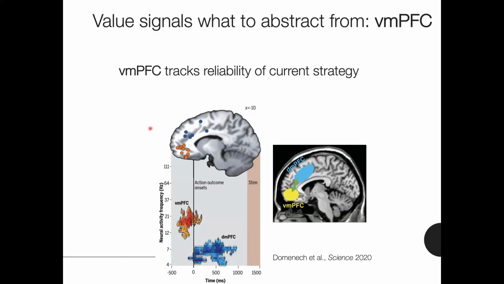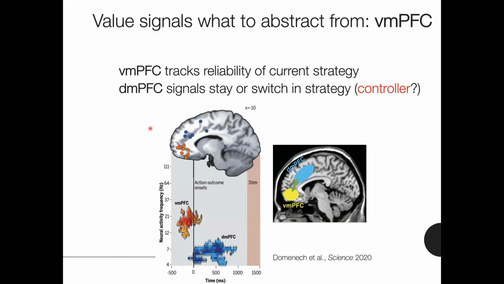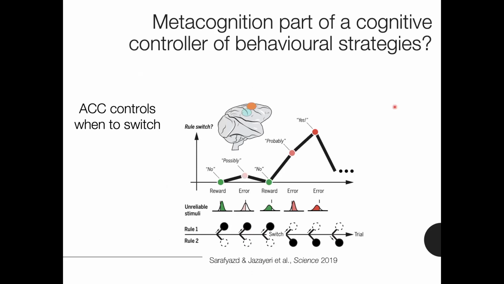So if you have a high value, the information is very reliable, therefore it is used for abstraction. If you have low value, it might not be really reliable. But particularly what they found is that the DMPFC instead, the more dorsal part of the brain, signals, given the available information coming from the VMPFC, when to stay or to switch in the strategy. You could think of it as a kind of controller that, given the available information, would decide what course of action to take.